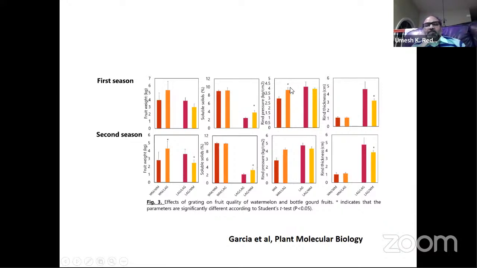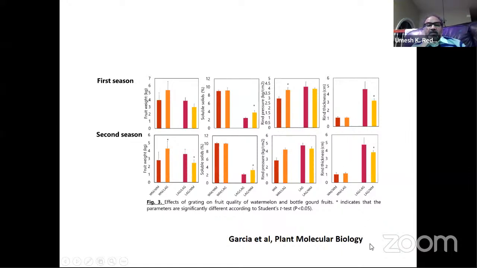Rind pressure in watermelon is also increased. Rind pressure is very important for storage or transportation of watermelons, especially if you don't have cold storage. Watermelons will heat up and then blast, right? Break open. So having a good rind can protect them. Similarly, you can see here rind thickness and rind pressure.